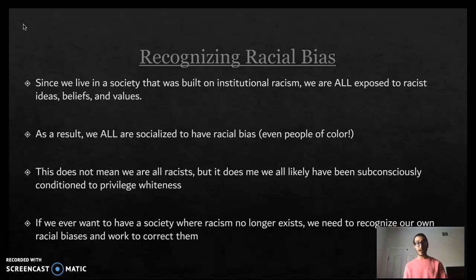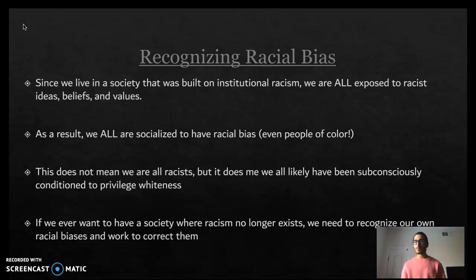And it wasn't until I recognized that and realized, wow, maybe I do have a bias about wanting to mostly associate myself with people who I think I'm similar to. I needed to recognize that first before I could actually correct that. So there's small things that we can all do, but it's important to first and foremost recognize that every one of us is going to have some form of racial bias.